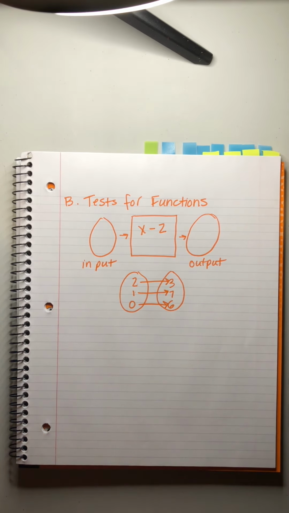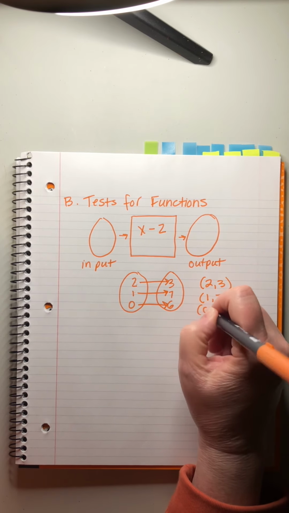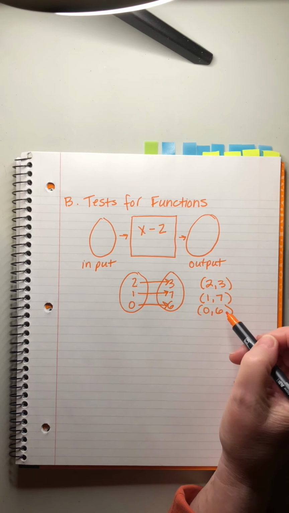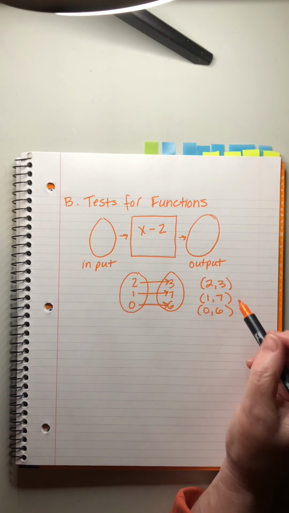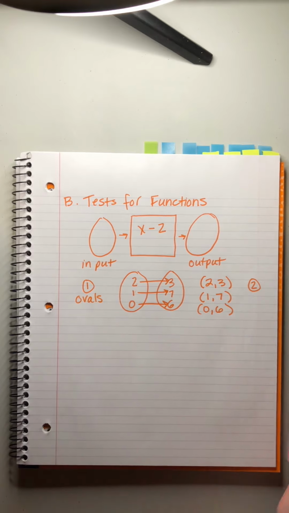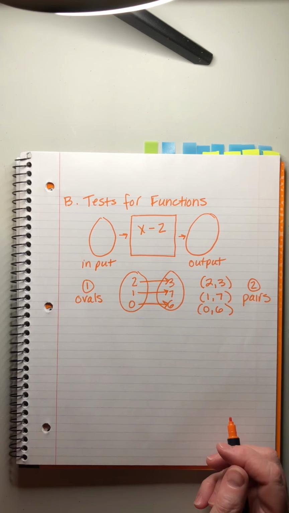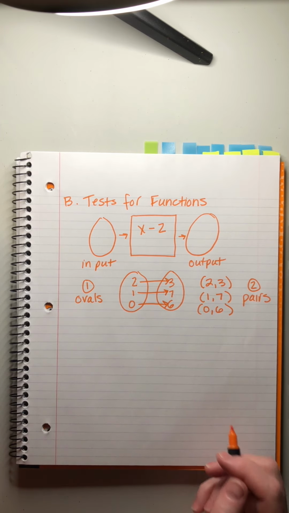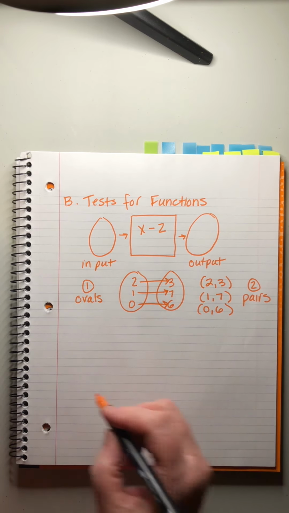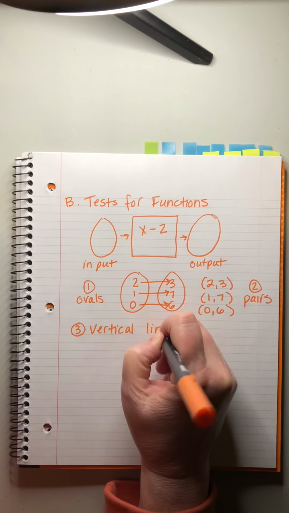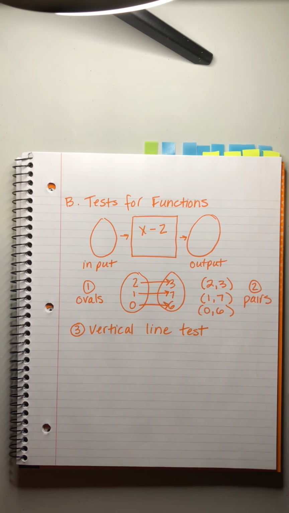And then you also learned that these also represent pairs of points. This one would be 2, 3, and this one would be 1, 7, and this one would be 0, 6. And that we can look at the lists of points and also check to see if something is a function or not a function, right? So we have 2 different kinds of tests for a function. I call this one the oval test, right? The ovals. And I call this one the pairs test. And now we have what's called a vertical line test, okay? So that's our 3rd way of testing, and it's the easiest. We're going to look at this in future years.